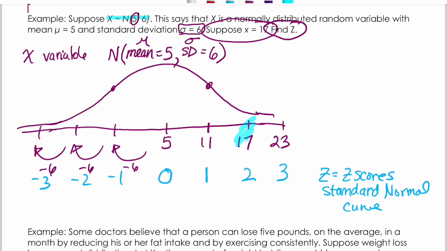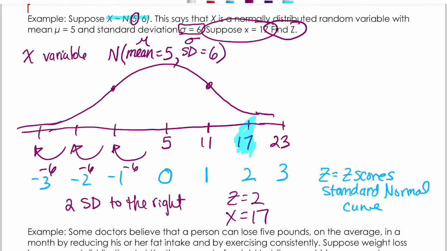Now it's asking us to find the value of z when x is 17, and that is right on a whole number, right on our graph for one of our values of z. So we can see that when x, our raw data, is 17, our value of z is 2, which means we are 2 standard deviations to the right of the mean because it's a positive 2.